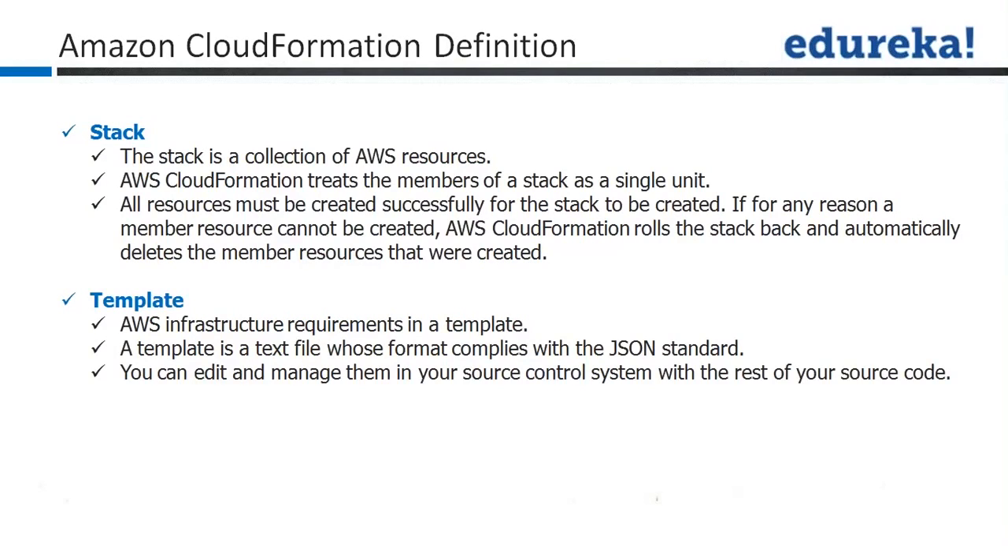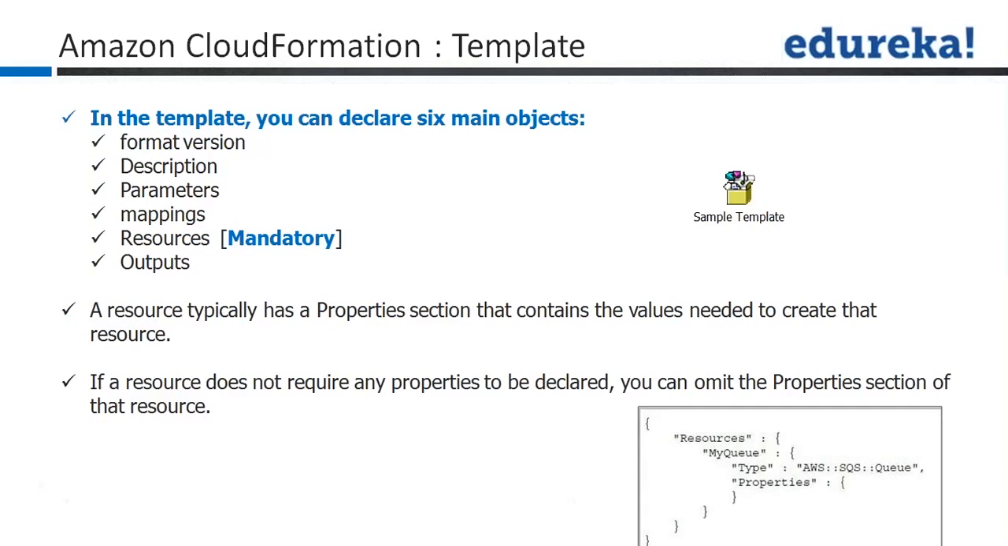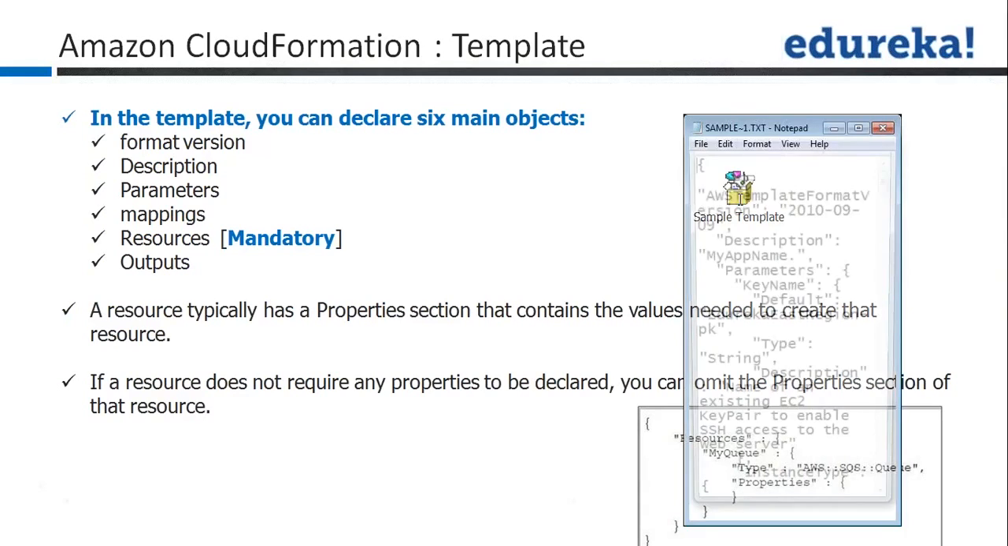Now, the template is where you define all the procedures, all the steps, what is to be created, what not to be created. The template would have 6 main attributes or objects: format, version, description, parameters, mappings. So I'll show you a sample template here.